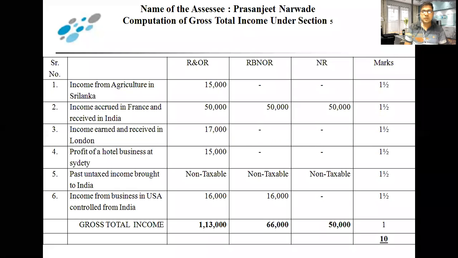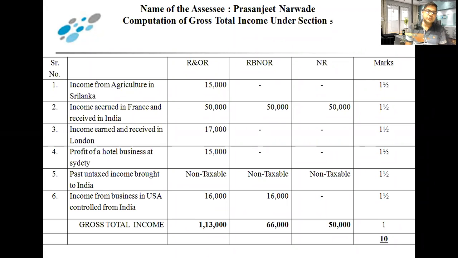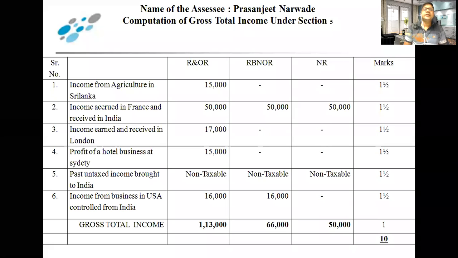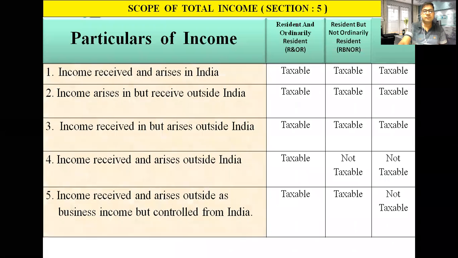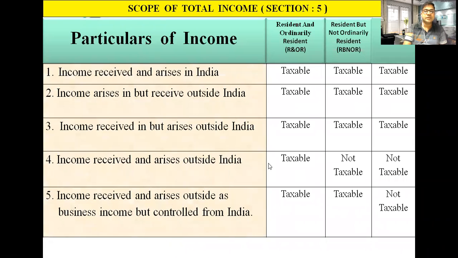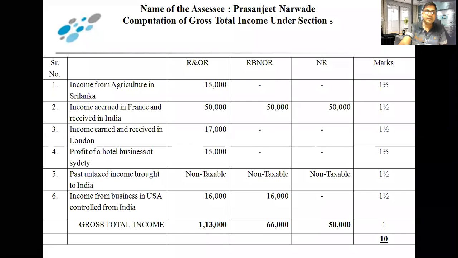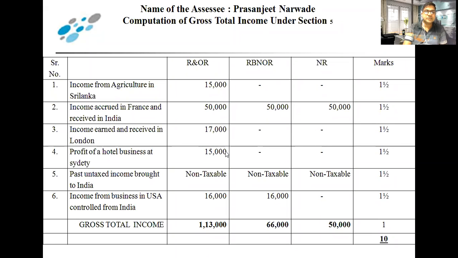Then fourth, profit of a hotel business at Sydney. Now Sydney is located in Australia. It means profit generated outside India, and we have to assume it is received also outside India. Again, fourth condition: income received and arising outside India is taxable to R&OR and non-taxable to RBNOR and NR. The same we have to write here: 15,000 taxable to R&OR and non-taxable to RBNOR and NR.